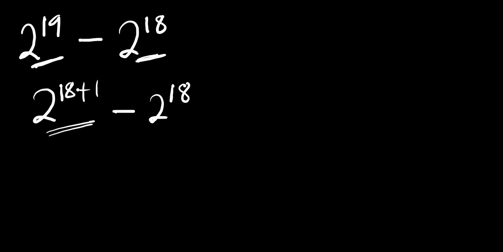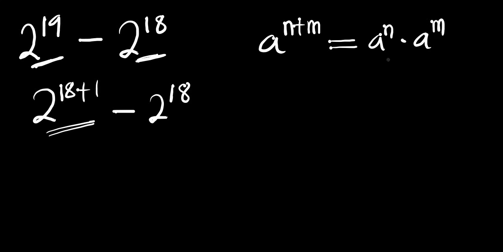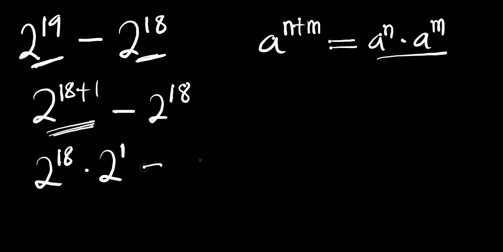At this point we make use of this identity. If you have a to the power of n plus m, this equals a to the power of n times a to the power of m. So let's go ahead and apply this identity right here. We are going to have 2 to the power of 18 times 2 to the power of 1 minus 2 to the power of 18.